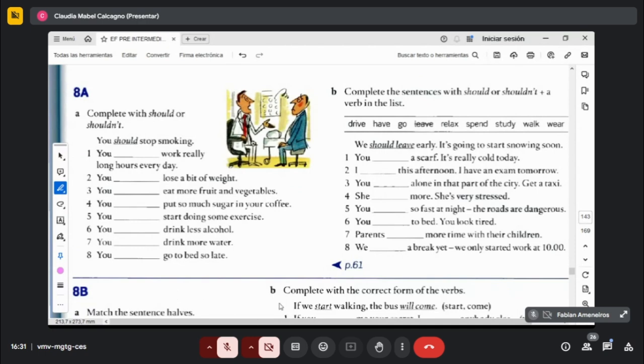La última. Acá más de uno se pisó, pero bueno. You go to bed so late. So you, number 8. Shouldn't. Go to bed. Okay.